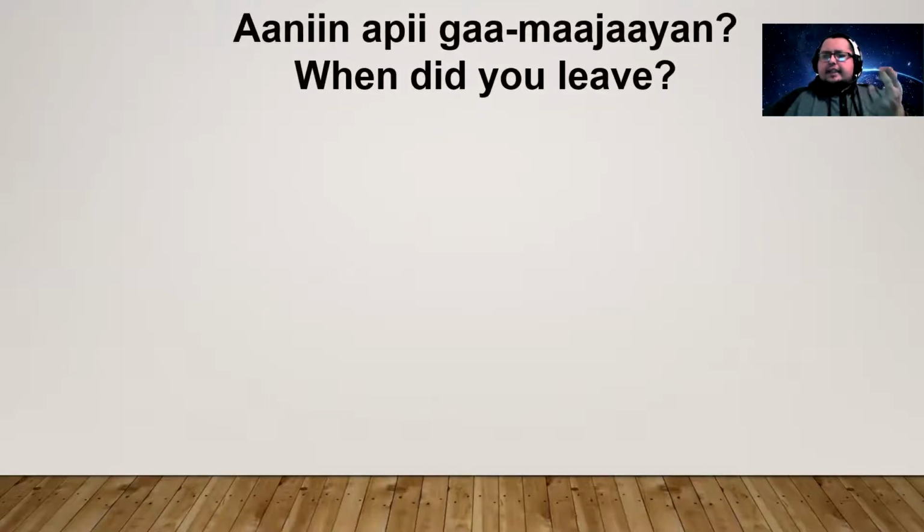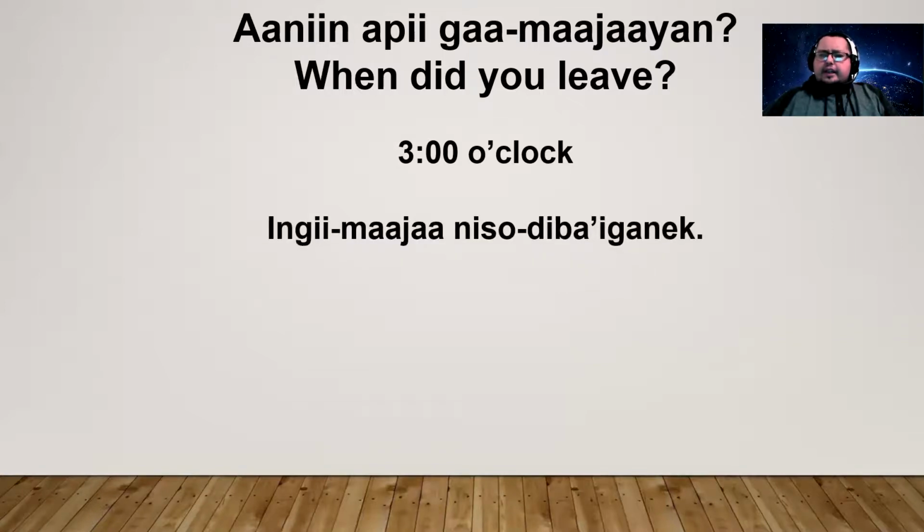All right, so we're going to see a past tense and we're going to see a future tense on these next ones. Anina pi ga majayan. Anina pi, when? Ga, past tense. Maja means to leave. And yun is asking you. Yun is you. If I said anina pi ga majaya, I would be saying, when did I leave? Double A at the end here is talking about I. But if it's just one N, it's talking about you. Anina pi ga majayan. When did you leave? You might ask somebody. And if you left at 3 o'clock, you tell someone, ingi maja niso debaiganek.